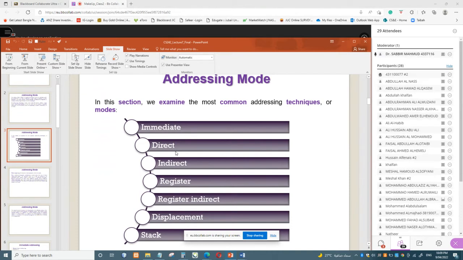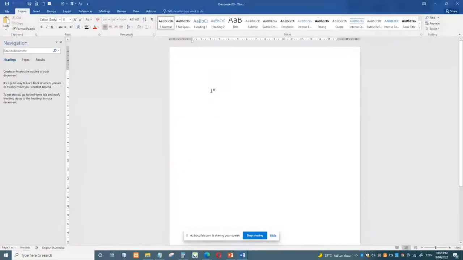So every instruction, whether it is a machine instruction or an assembly language instruction, we need to specify our operand. For example, you can remember that we usually write this kind of instruction. For example, ADD I. Can you see that?